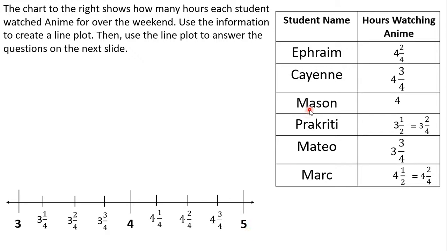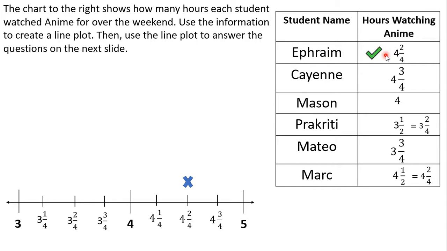I like to go in order and just start at the very top. We have Ephraim here who watched anime for 4 and 2/4 hours. So what I'm going to do is plot an X or a point above 4 and 2/4. This X that we just plotted represents how long Ephraim watched anime for.